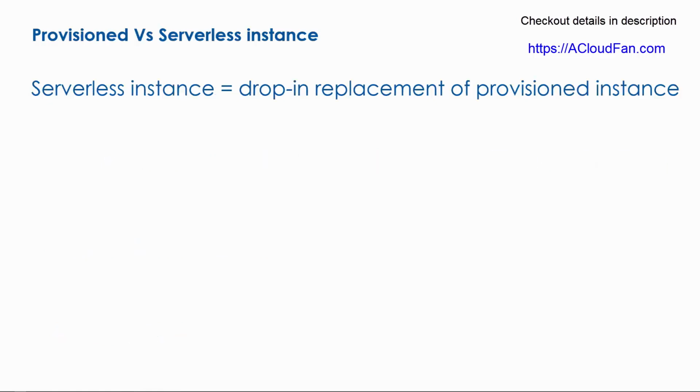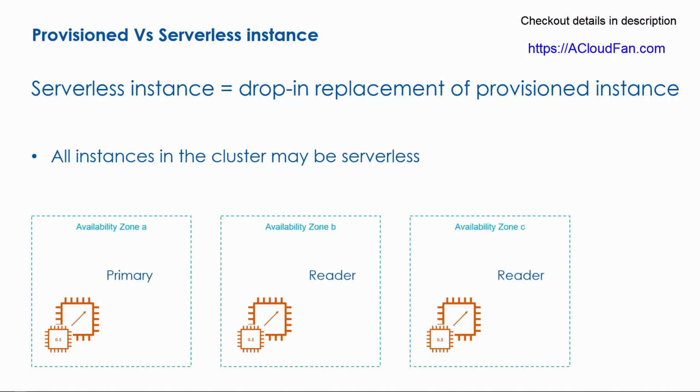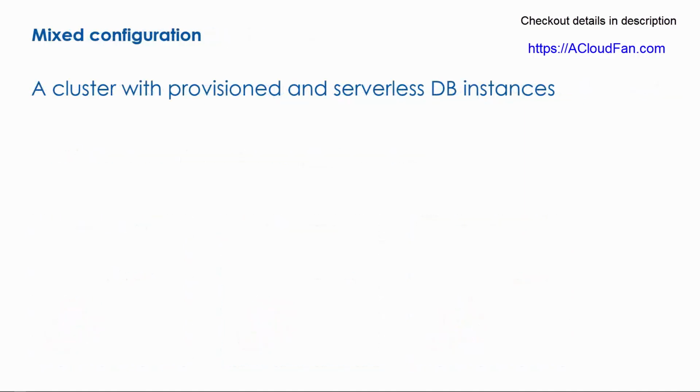A serverless instance is a drop-in replacement of a provisioned instance. A true serverless cluster will have only serverless instances as depicted in this setup. Each of the instances will scale independently. Aurora also supports a mixed cluster configuration in which the cluster consists of provisioned and serverless database instances.